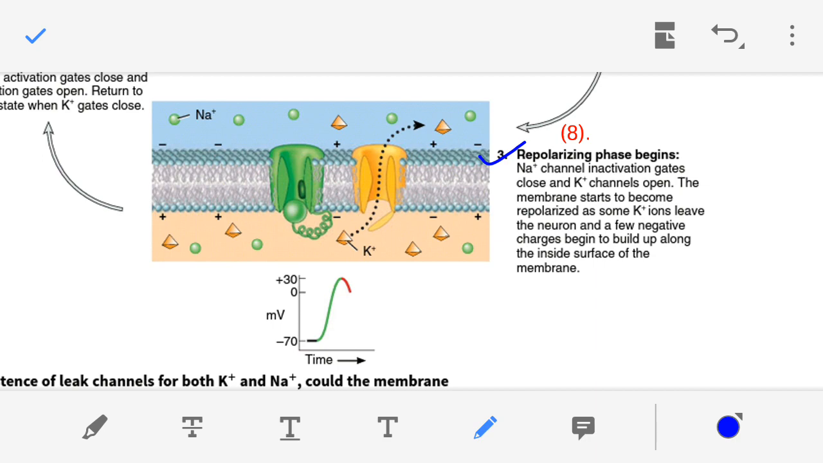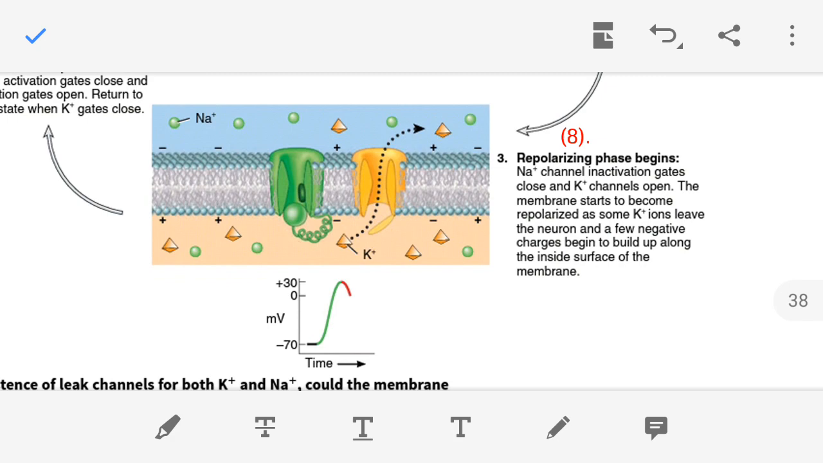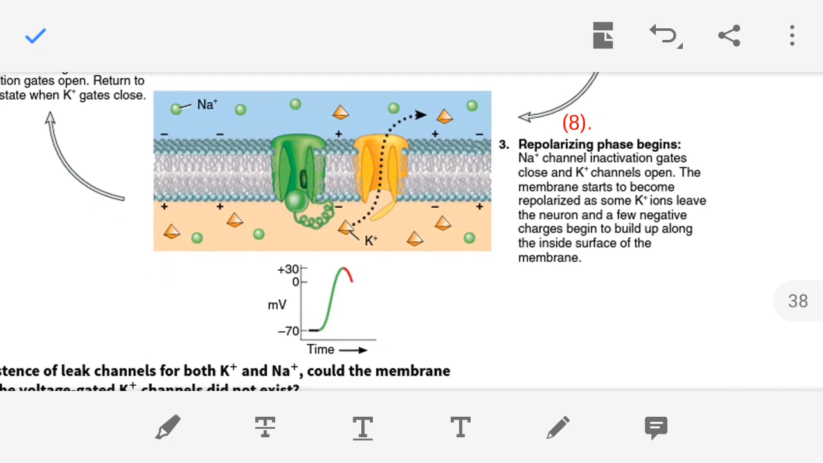Now what happens in repolarization? The Na plus channel inactivation gate closes, and here you can see the inactivation gate is closed and the K plus channel is open. Now the membrane starts to become repolarized. Why? Because the K plus ions are leaving the neuron, from the cytosol into the interstitial or extracellular fluid. In short, K plus is moving outside.